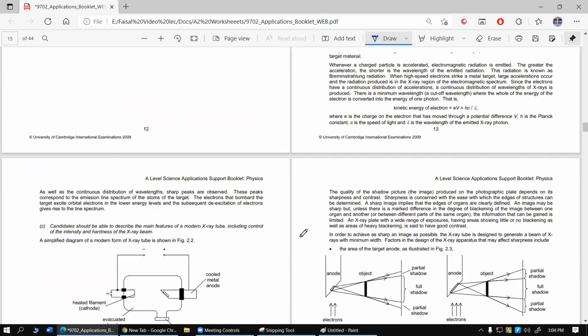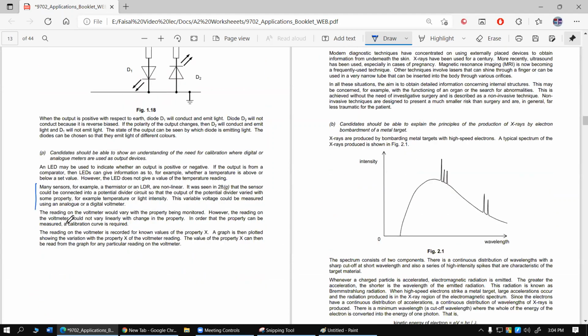The next thing that we have is that the reading on the voltmeter is recorded for known values of the property X. Now, they are saying property X because this property could be anything.